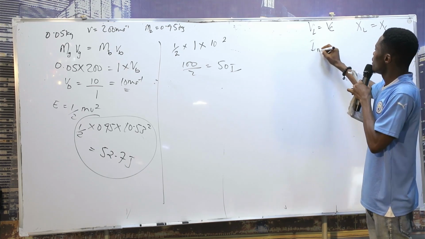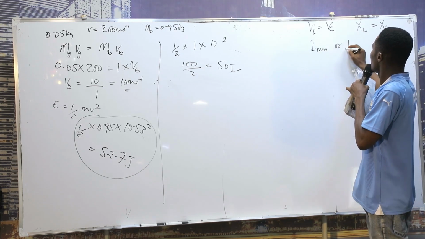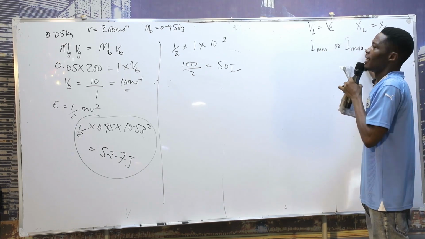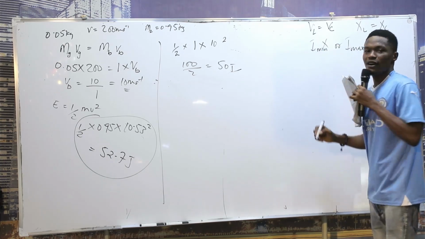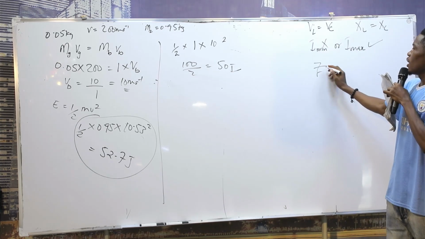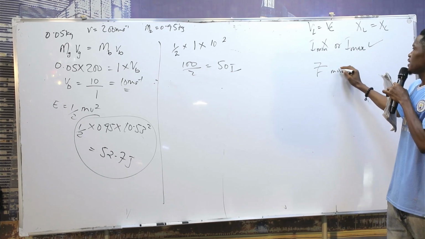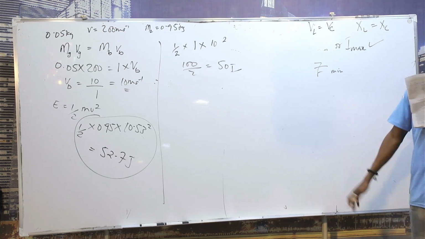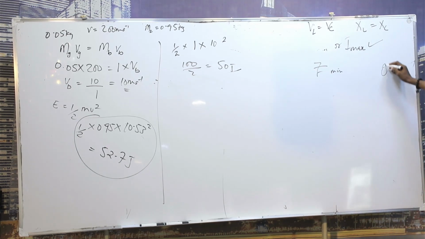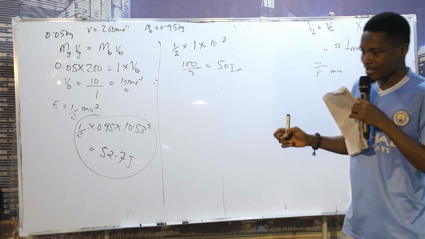What again do you know about resonance? Is I minimum or I maximum? I is maximum. Z is minimum. So at resonance, Z is minimum. What is the phase angle at resonance? Zero. Phase angle at resonance is 0.